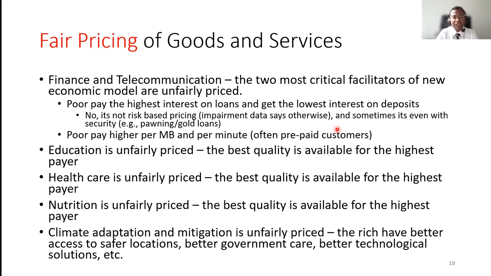Similarly, education, healthcare, nutrition, everything is unfairly priced, because the best quality is available for the highest payer, and often the best quality is required for the people who can afford it the least, in terms of nutrition. So there is a problem. Again, climate adaptation and mitigation are unfairly priced. The rich have better access to safer locations, better government care, better technological solutions.